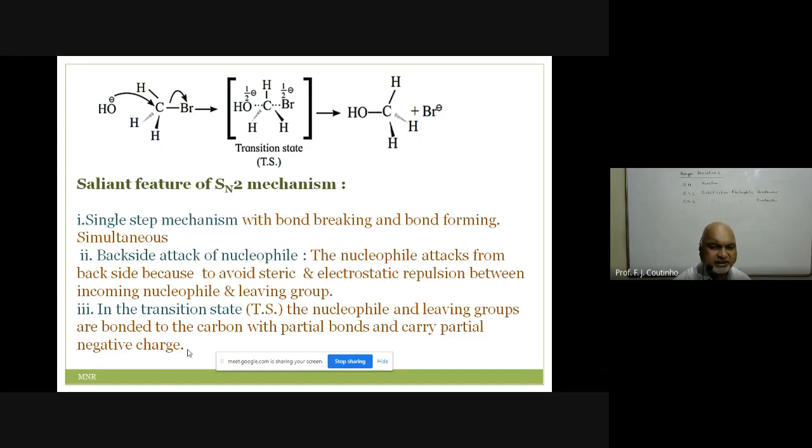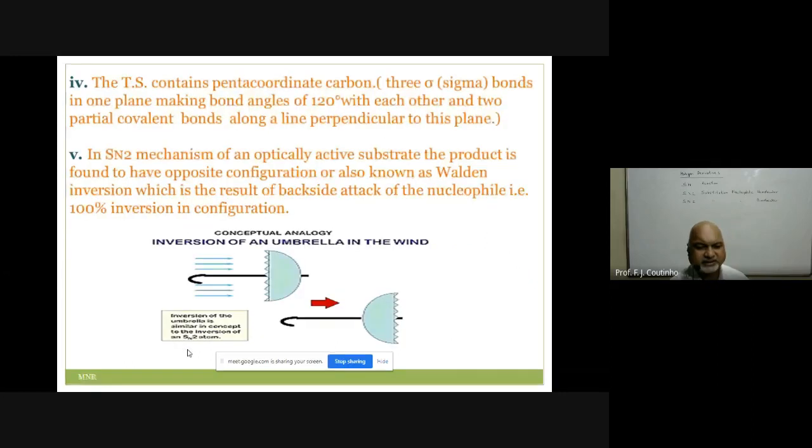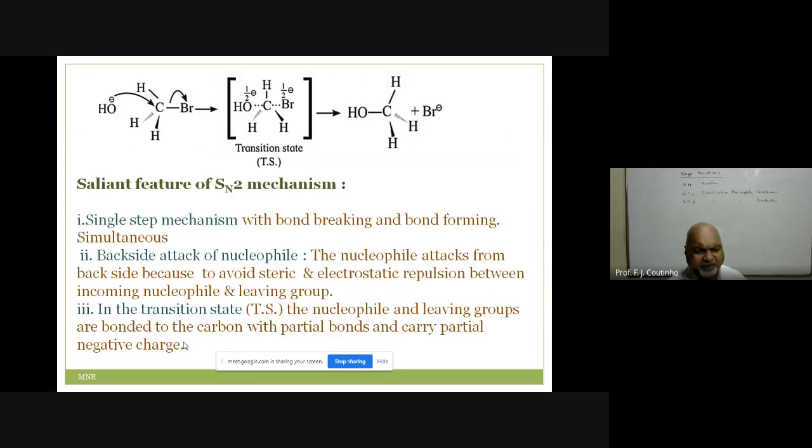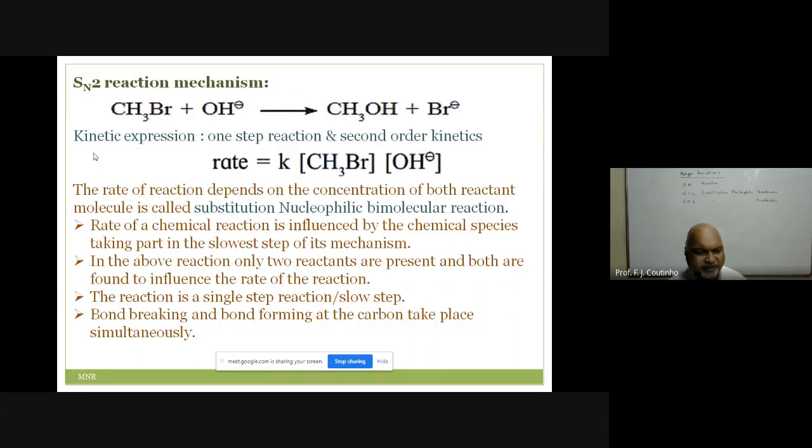There is a single curve, I would say a graph, which tells you that it takes place in a one-step reaction mechanism. Now, most of the time, students get confused: what example do I have to take for SN2? My dear friends, in simple words, I will tell you.